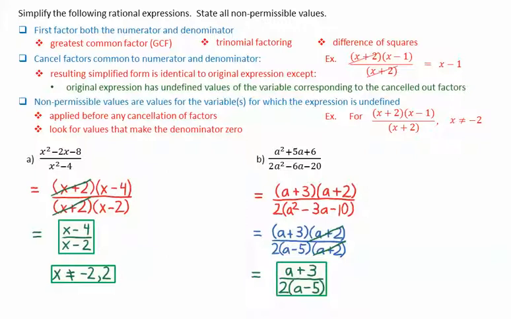Again, looking at the expression before we canceled the a plus 2, we can have a not being negative 2, because that would make a plus 2 equal to 0. And a cannot be 5, as that would make a minus 5 equal to 0.